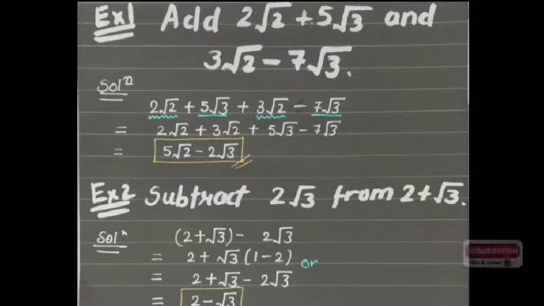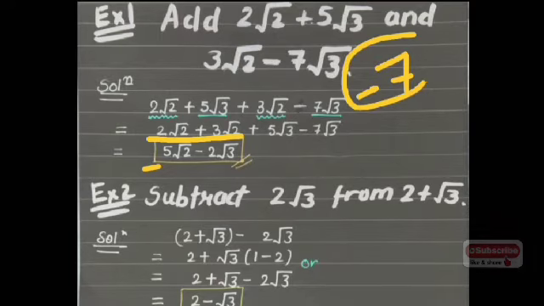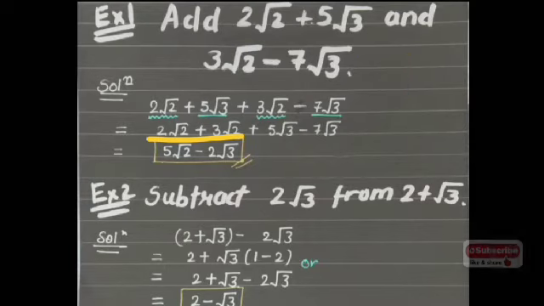Then 2 root 2 plus 3 root 2: root 2 is common, so 2 plus 3 is 5 root 2. Then 5 root 3 minus 7 root 3: 5 minus 7 is minus 2, because 7 is greater and has the negative sign, so the answer is also negative. So the answer is 5 root 2 minus 2 root 3. Like that you can add many rational or irrational numbers.